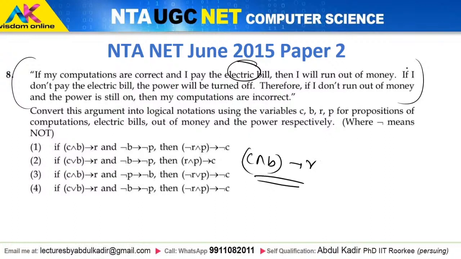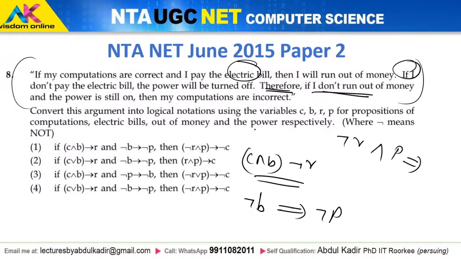The second statement is if I don't pay the electric bill, meaning negation of B, the power will be turned off. The power will be turned off means negation of P. Now their conclusion is if I don't run out of money, meaning negation of R, and the power is still on, P, then that implies my computation is incorrect. This is our conclusion. So the answer will be option 1. You can check, the answer will be option 1.